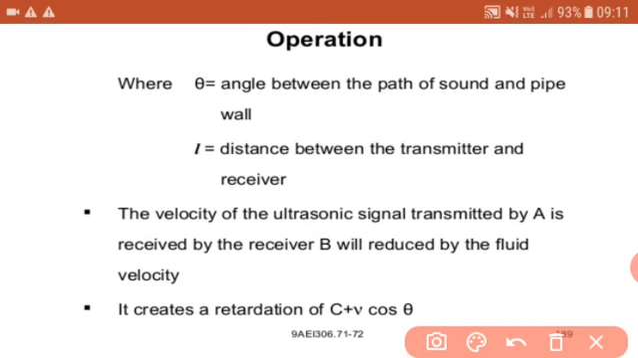Where theta is the angle between the path of sound and the pipe wall, and small l is the distance between the transmitter and receiver. The ultrasonic signal transmitted by B and received by receiver B will be reduced by the fluid velocity.